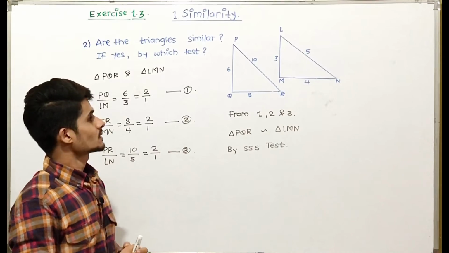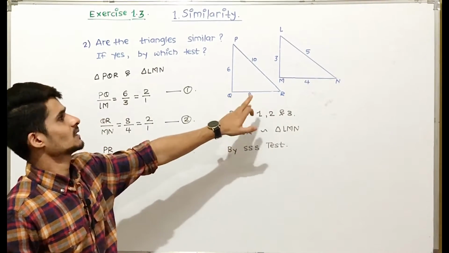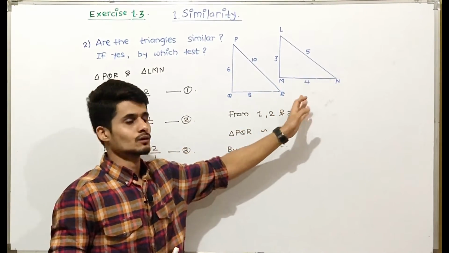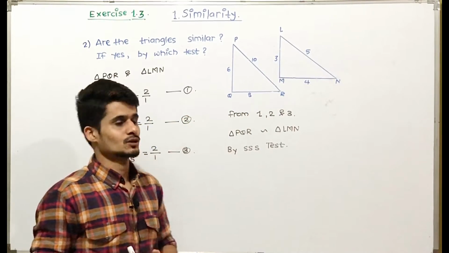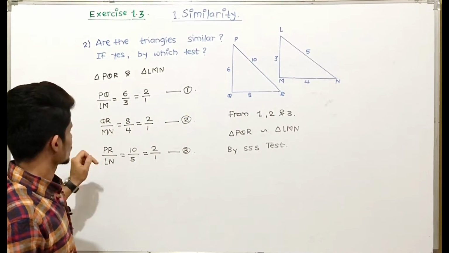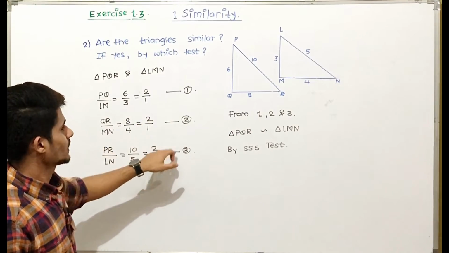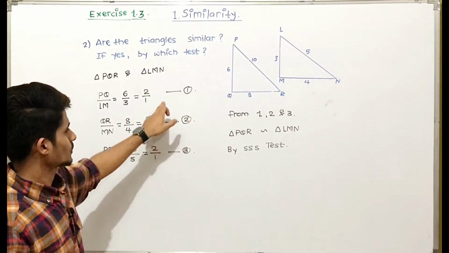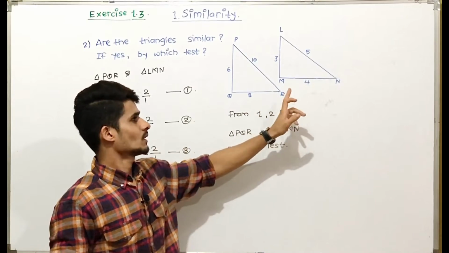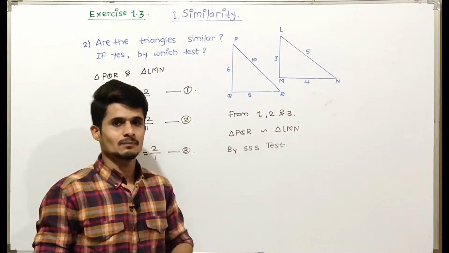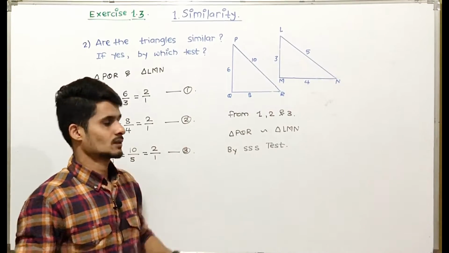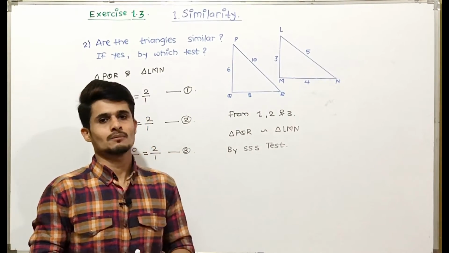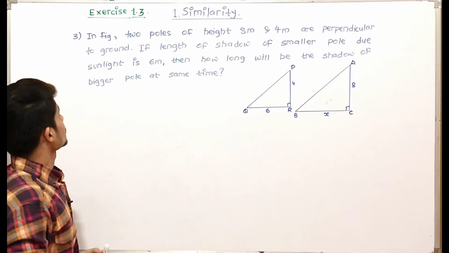So in this sum we just have to check whether the triangles are similar or not by taking the corresponding sides in proportion. We have taken the corresponding sides in proportion and we got the same value for 3 sides. So from 1, 2 and 3 triangles are similar by SSS test. Similarly, let's see question number 3.